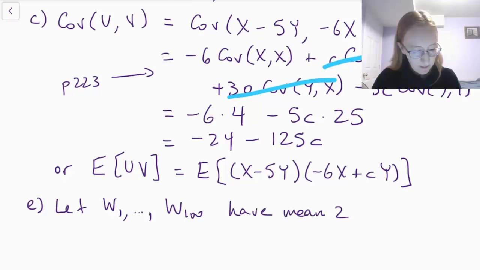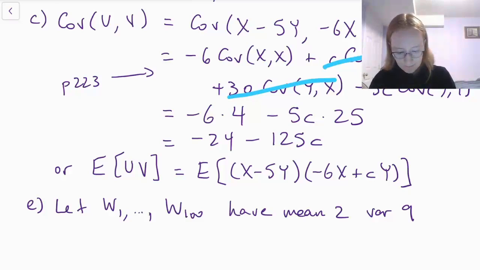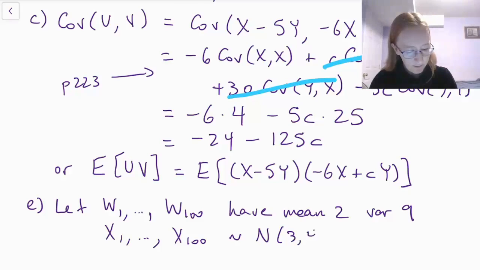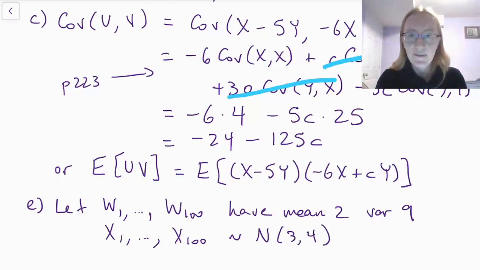So I'll just say mean 2, variance 9. And we're going to assume that the xi's are independently distributed normal 3/4. So x1 through x100 are normal 3/4, like the same x's from the beginning of this problem.